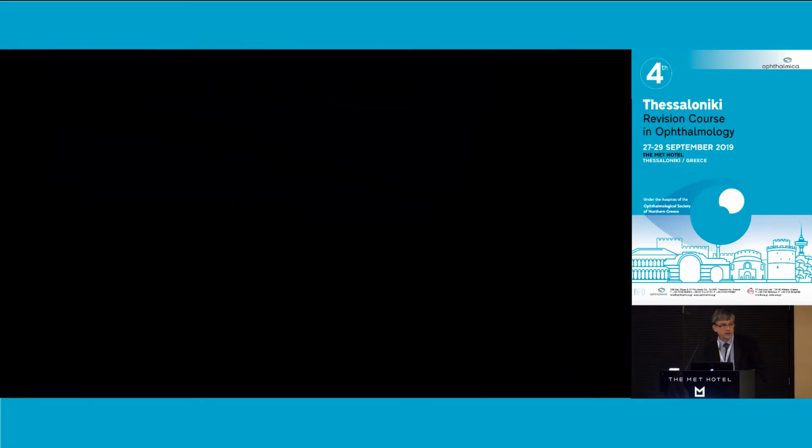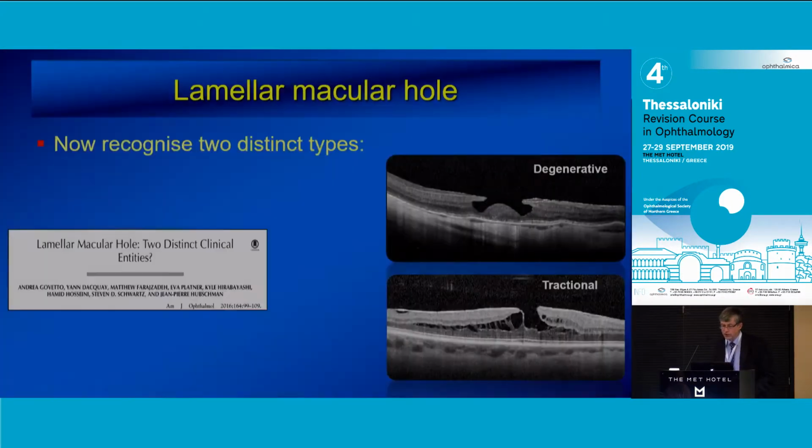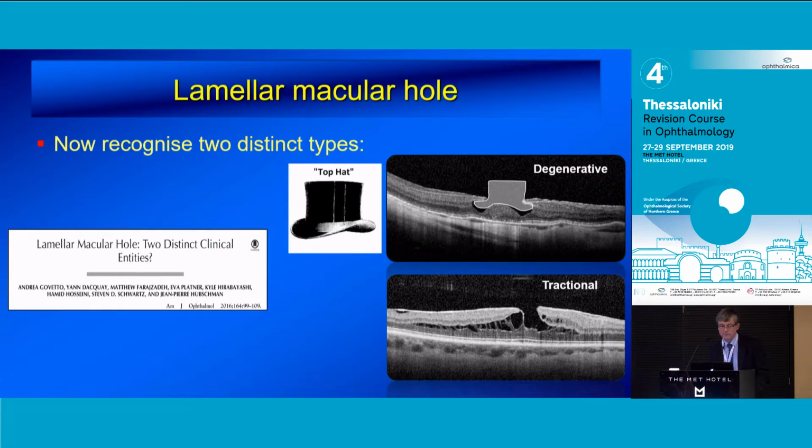Now, that's full-thickness macular holes. We also have lamellar macular holes, and there's been some interesting developments in that. Recently, I think we have a better understanding of them now. We recognize 2 distinct types: the degenerative macular hole, also known as the top hat type macular hole, because of the shape on the OCT, and the tractional macular hole resembles a sort of ringmaster's moustache with a big moustache.